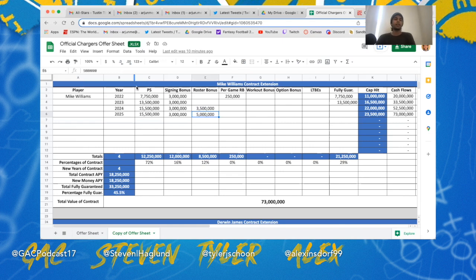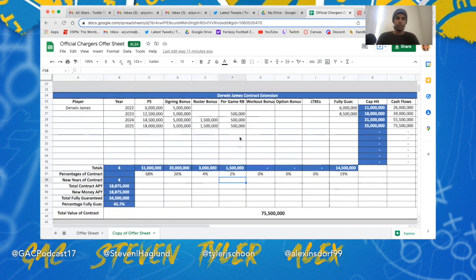So again, 4 years, $73 million, 18.25 APY, 33.25 fully guaranteed at signing with a $12 million signing bonus. So that's my contract extension for Mike Williams. Don't see him getting anything more than 4 years. Expect him to get tagged, and hopefully they can come to an extension just like this, because I do think it's favorable for both sides.